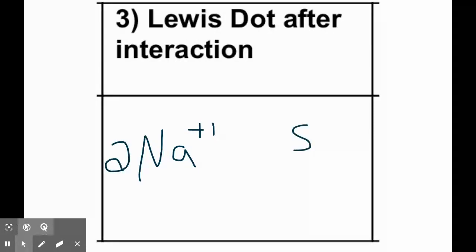We also had a sulfur atom that gained 2 electrons, so now it has 8 valence electrons. So draw the sulfur with all 8 valence electrons and put brackets around it. And it has gained 2 electrons, so that means its charge will now be -2.